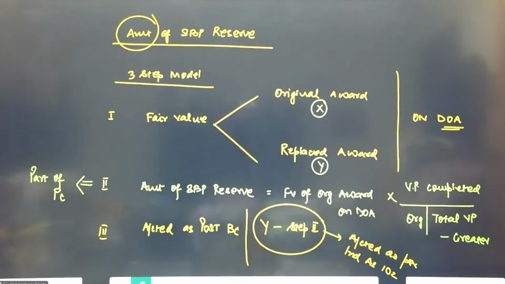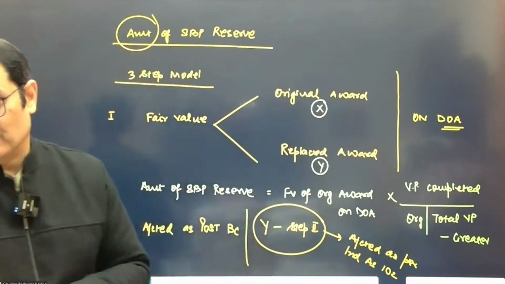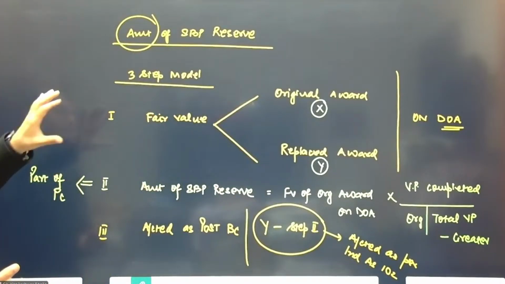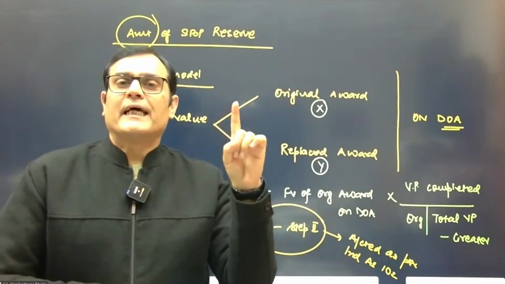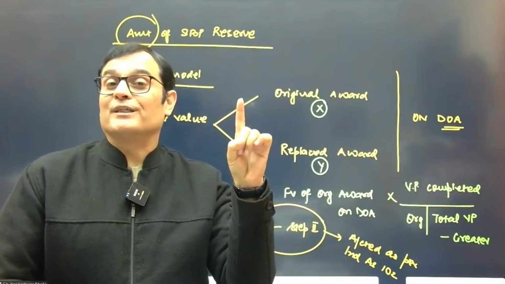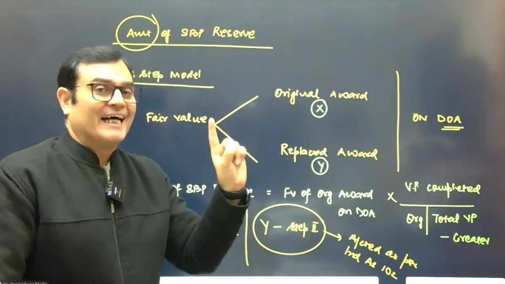No worry, when we see a practical illustration, we'll get more clarity of thought. So don't get worried on that. So as of now, you need to be clear on the 3 steps which you need to apply. Organize the fair value of the original and the replace awards on the date of acquisition. You need to basically account for the entire Y.